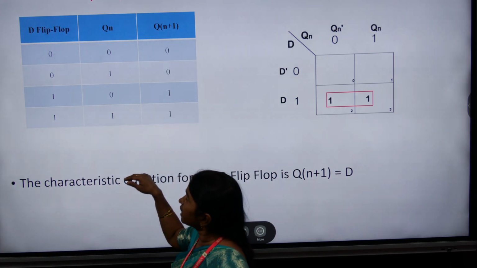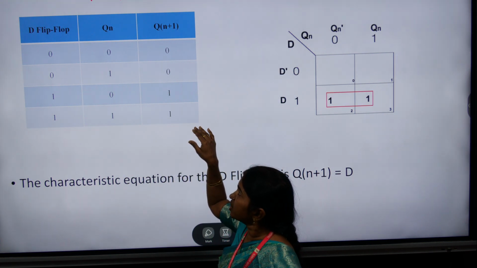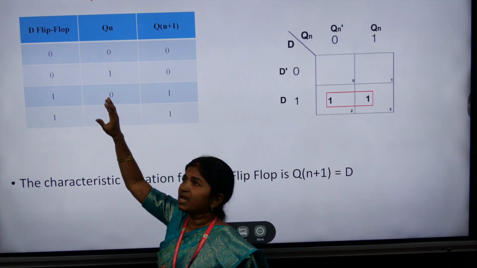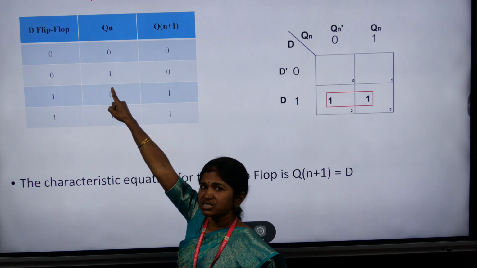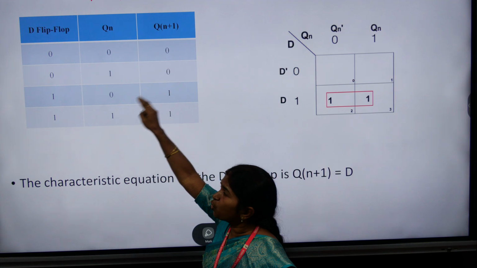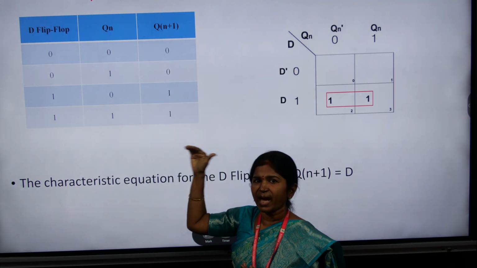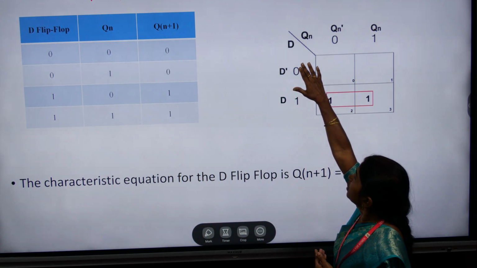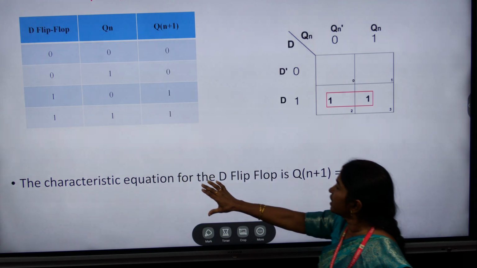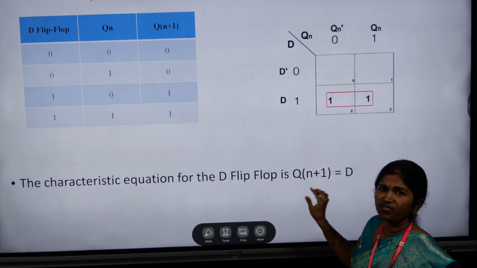So now I will design the characteristic table by considering the present state and the next state conditions. So here how many inputs are there? For the D flip-flop only one input is there, and here the present state is the other input. Here only two inputs are there. So for the two inputs we will write the K-map for getting the characteristic equation for the next state. By mapping the two inputs D and Qn, I am writing the characteristic equation for the D flip-flop as Q of n plus 1 is equal to D.